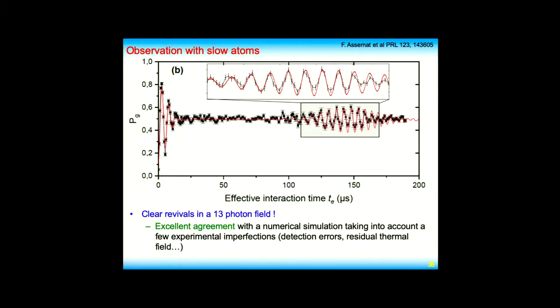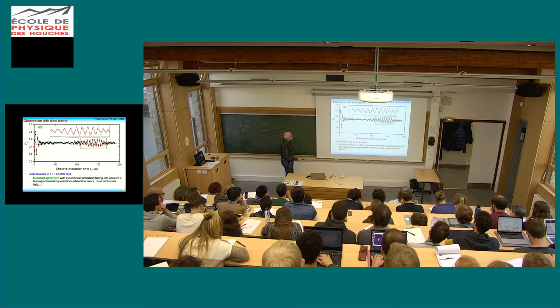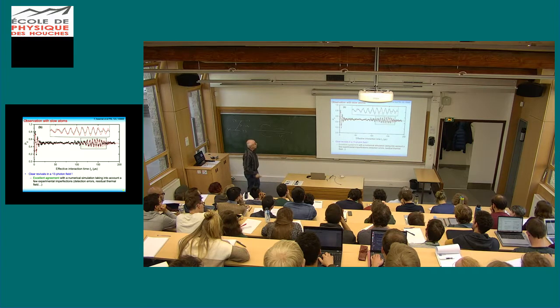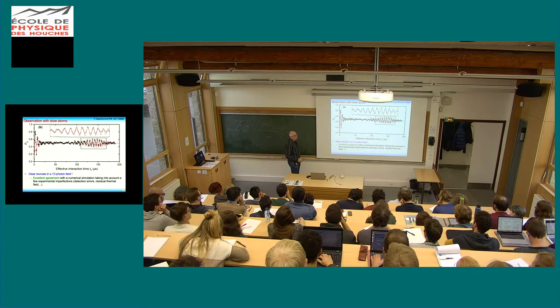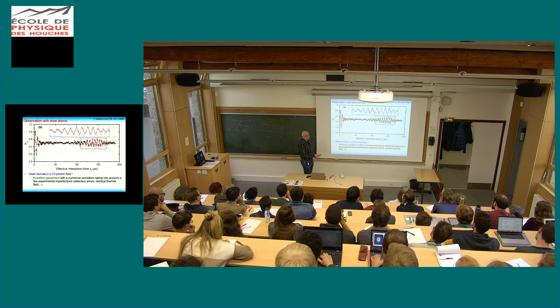Let's do the experiment. Obviously, we need long interaction time. We needed the slow atoms, and we needed 40 years of work, basically, to get this signal. And what do we see? This is a 13 photon coherent field. We see a collapse of the oscillation, a long idling period, and then we see a revival of Rabi oscillations.